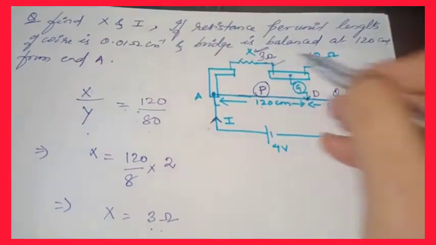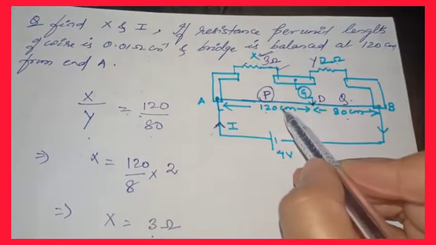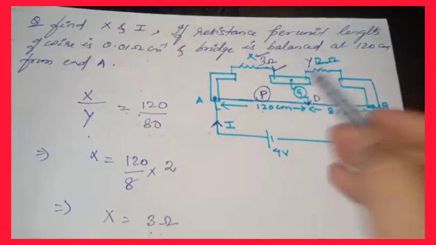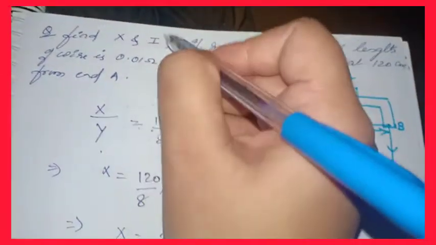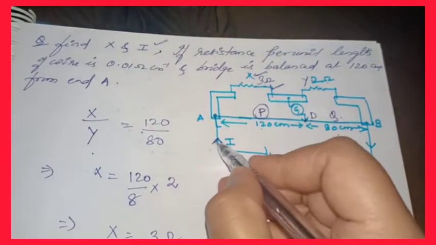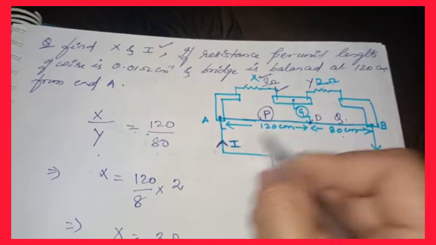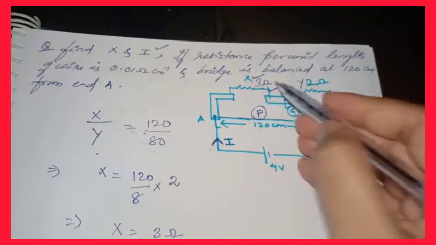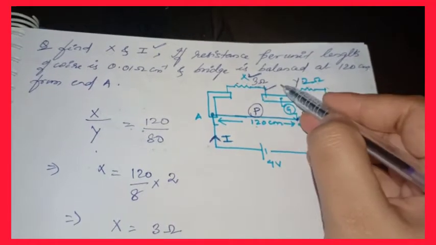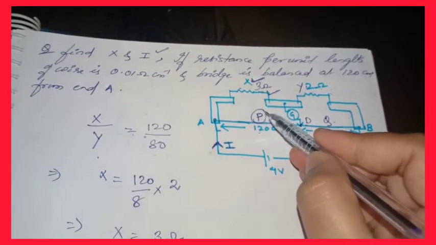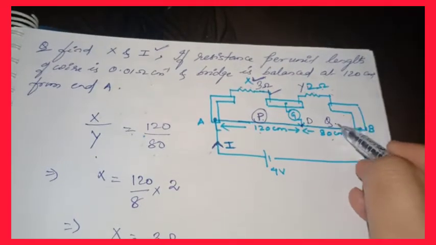This type of question we have already done in the previous question. So I have already written its answer, 3 ohm. Students, our task is to find the value of I. To find I, we need to find the equivalent resistance due to these 4 resistances. I know the value of X, which is 3 ohm. I know the value of Y, which is 2 ohm. I need to know the value of P and the value of Q.